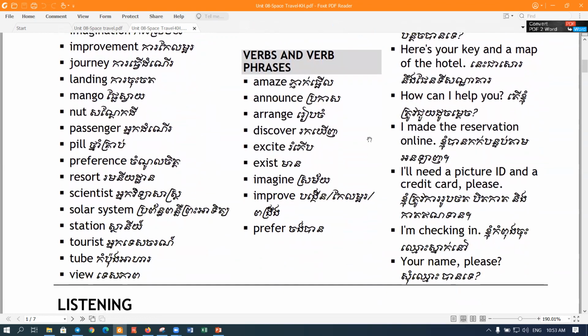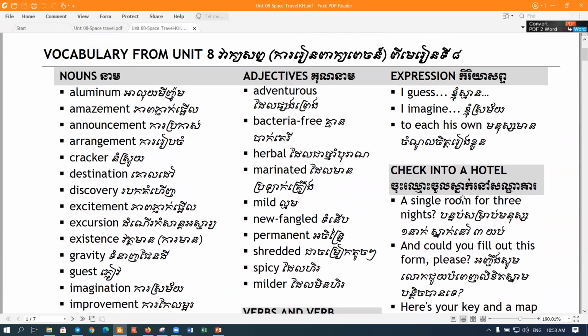Okay, now learn about verbs and verb phrases. Amazed, announce, discover, excite, exist, imagine, improve, prefer. Okay, now we learn about expressions: I guess, I imagine, to each his own.